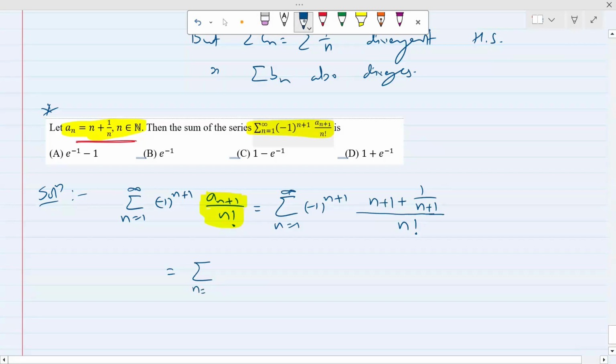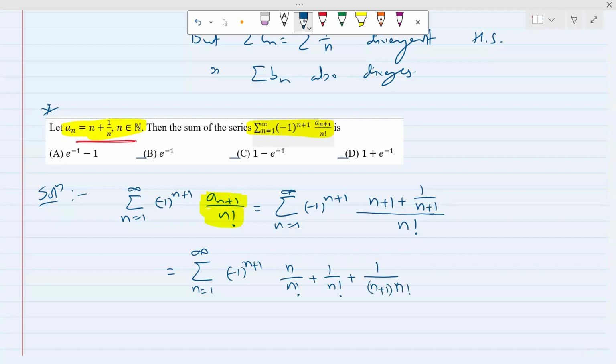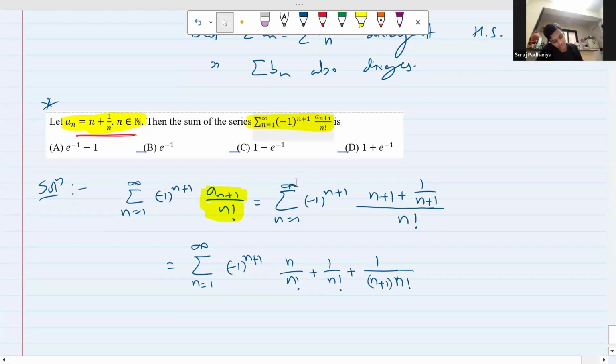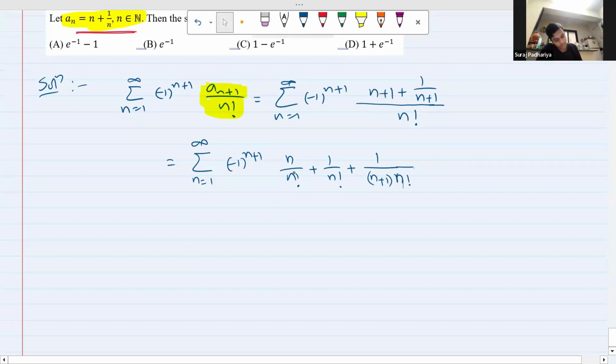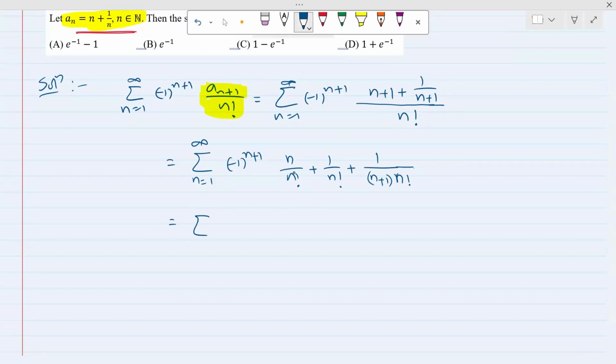Now I can split the denominator. So let's split the denominator: n upon n factorial plus 1 upon n factorial plus 1 upon (n plus 1) into n factorial. Is it okay? Yes, sir. Yeah, good. Now what will you get?